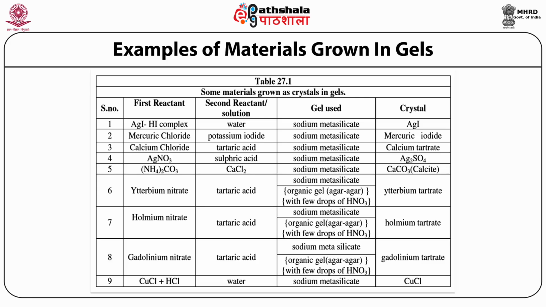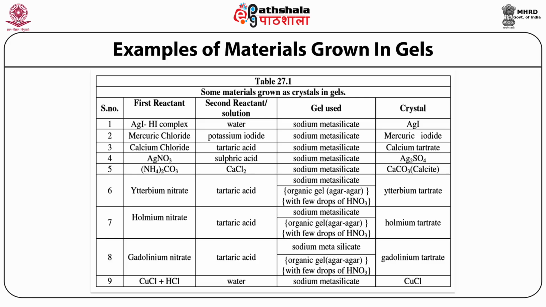At serial number 5, NH4CO3 is the first reactant. The second reactant used is CaCl2. The gel used is sodium metasilicate, and the crystal grown is calcite having chemical formula CaCO3.